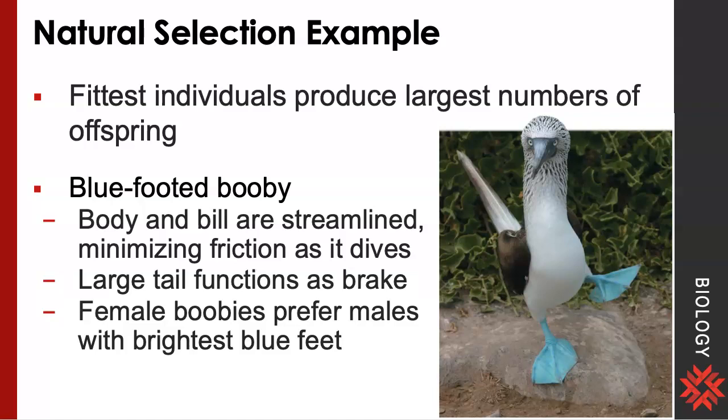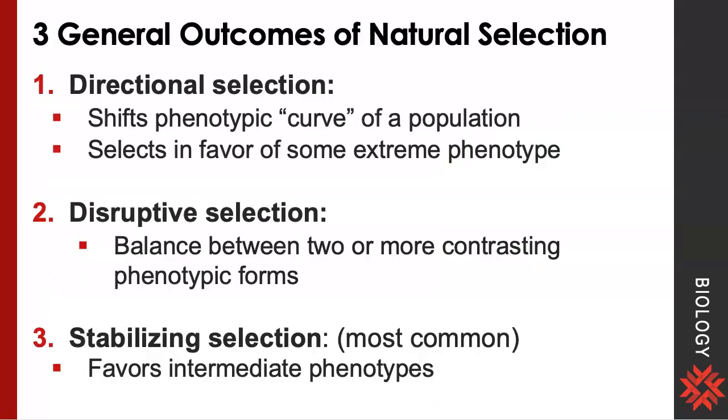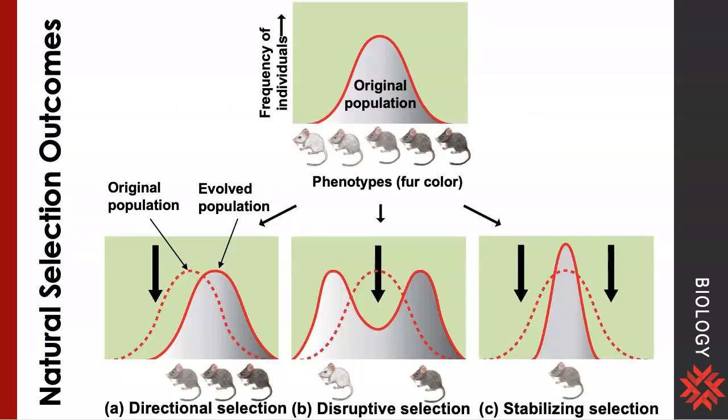So natural selection is going to change the traits of this population and the frequencies of the traits of this population over time. Now, really, there's three different outcomes of natural selection. So this is saying how natural selection is going to affect the phenotypes of this population: directional selection, disruptive selection, and stabilizing selection. And we're actually going to take a look at this graph here to explain those terms.